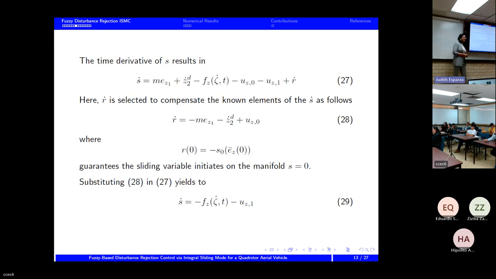We have in 27 the time derivative of S, and the time derivative of R is selected to compensate the known elements, as is shown in 28. And finally, in 29, we have equation 28 substituted in 27.